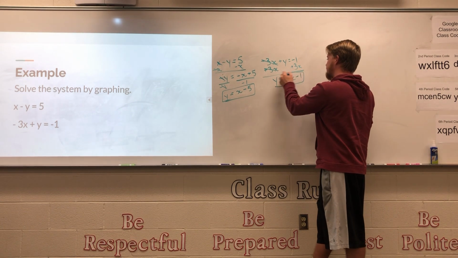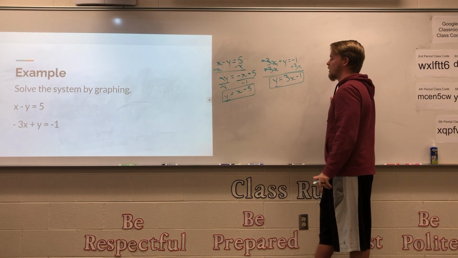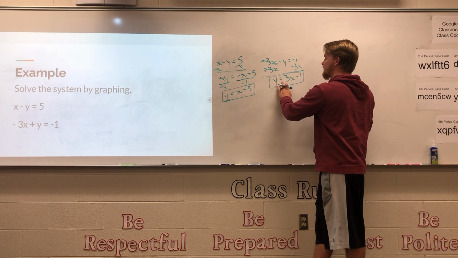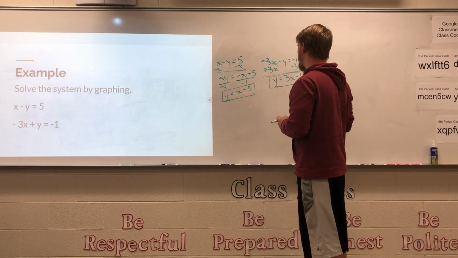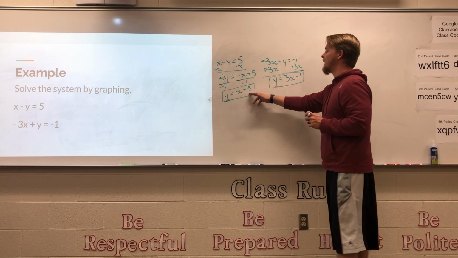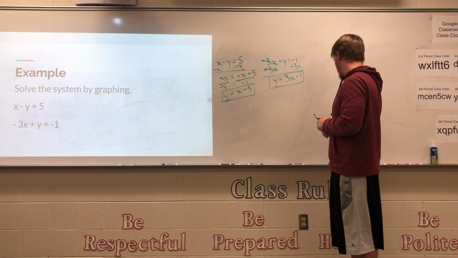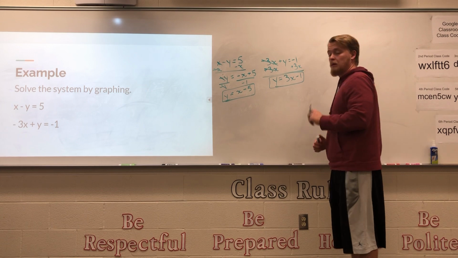So now that is in slope-intercept form. Once I have them both in slope-intercept form, I can go ahead and graph it on my coordinate plane. So make sure you write these two down because this is what we're going to graph now on the coordinate plane.